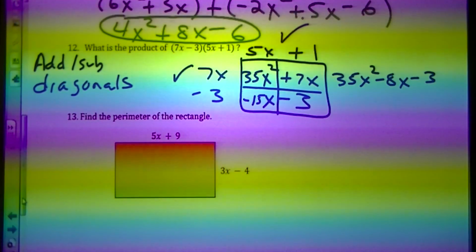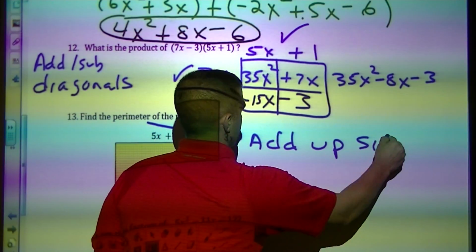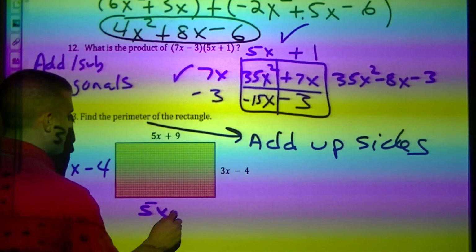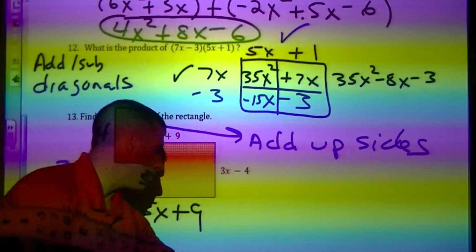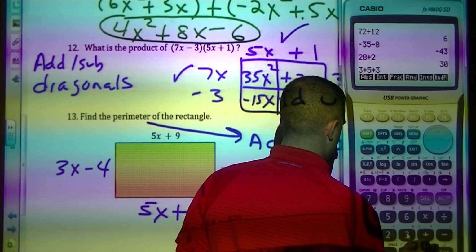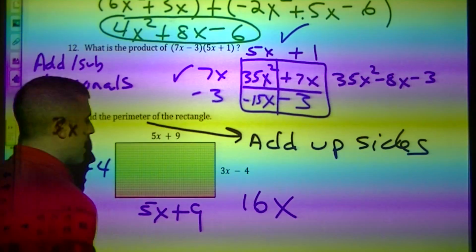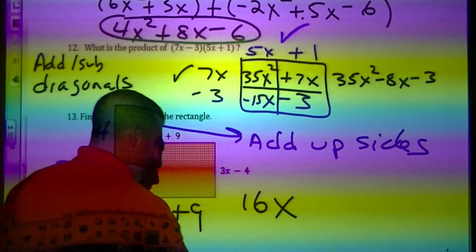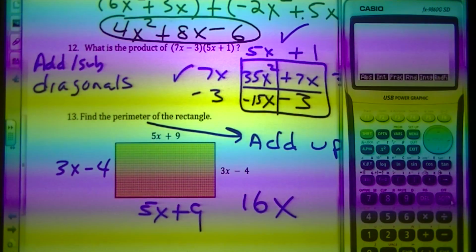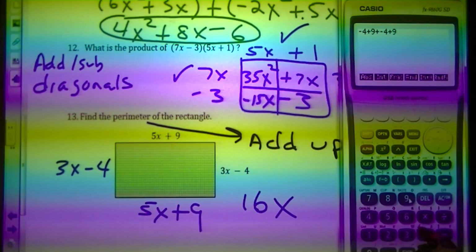Find the perimeter. Perimeter means add up the sides. If it's a rectangle, you know that's got to be 3x minus 4. You know that's got to be 5x plus 9. So all you have to do is add up all the x's. 3, 5, 3, 5. I get 16x. I don't change the x's. They stay the same. I add up the numbers. So as you can see here, I got negative 4 plus 9 plus negative 4 plus 9.